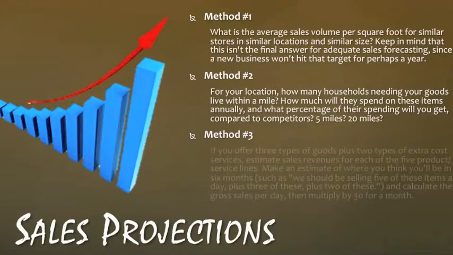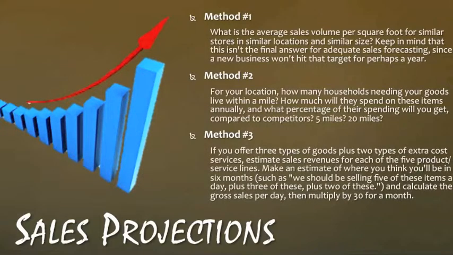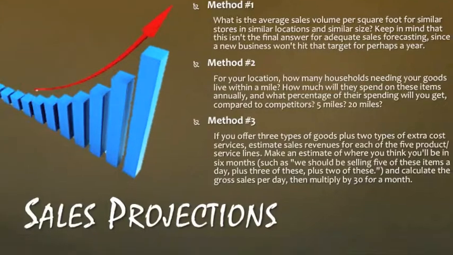Another method, if you offer 3 types of goods plus 2 types of extra cost services, which is the case in the business we're developing, you want to estimate sales revenues for each of the 5 product or service lines. Make an estimate of where you think you'll be in 6 months, such as we should be selling 5 of these items a day, plus 3 of these, plus 2 of these. You kind of get the picture. Then calculate the gross sales per day and multiply that by 30 for a month, or how many days you'll be open and offering those in a month.